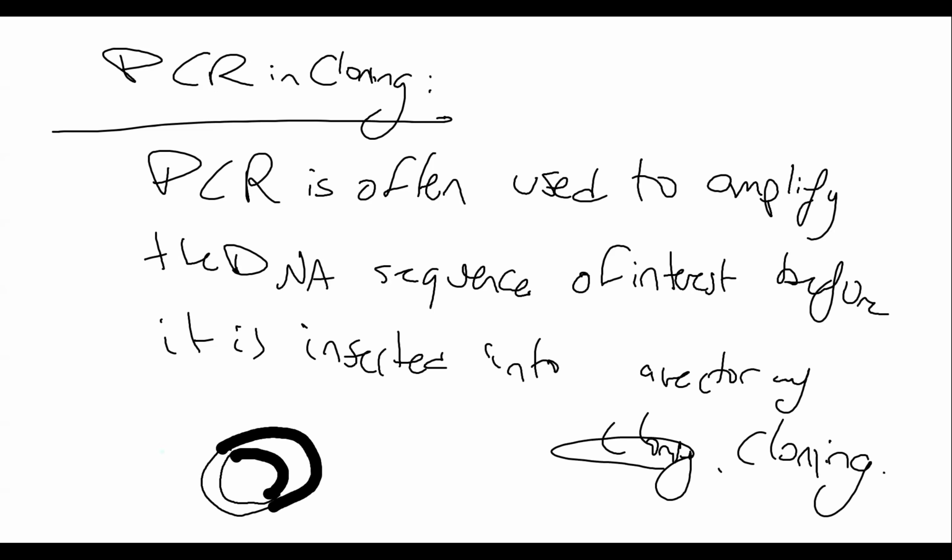So to be able to do this, this DNA, which is the DNA of interest, this one, must be amplified before the insertion into the vector. Okay. So how does PCR enter cloning? The DNA must be amplified, means undergo PCR, and then cloning must happen. Why?